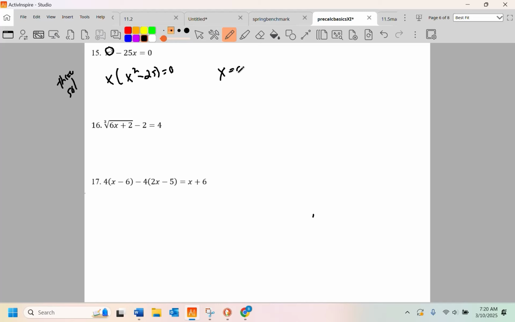ZPP kicks in, x is 0, or x squared minus 25 is 0. That's an easy one. Move 25 to the right, take the square root. Don't forget the plus or minus symbol. X is plus or minus 5.